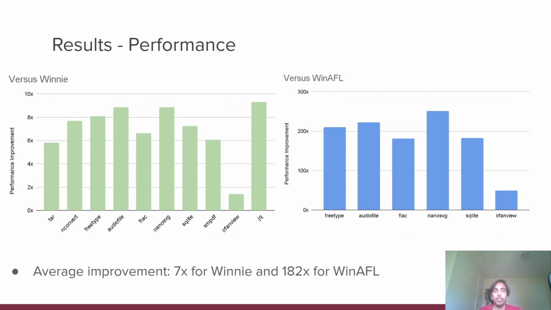Now, performance. What we mean by a fuzzer's performance in this case is how many executions it can do in the same amount of time. As you can see, our performance improvement against Winnie's fork server mode as well as against WinAFL's correct execution mechanism, that is its process creation mode, is really significant. Against Winnie, we have a 7 times improvement in execution speed, while against WinAFL, we have a whopping 182 times performance improvement.